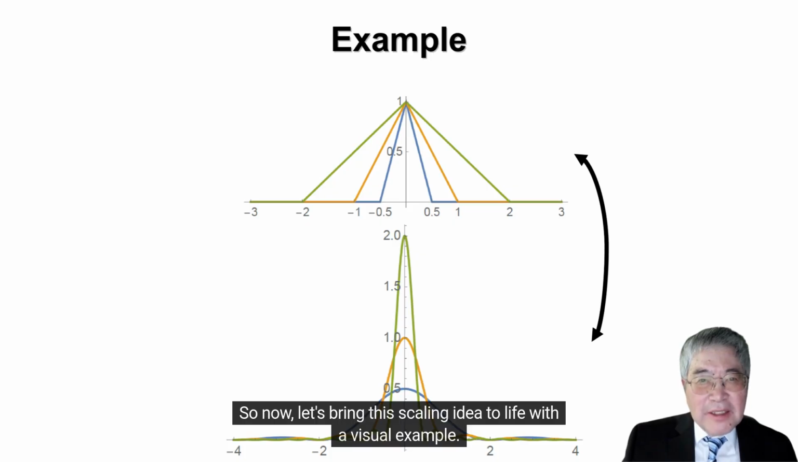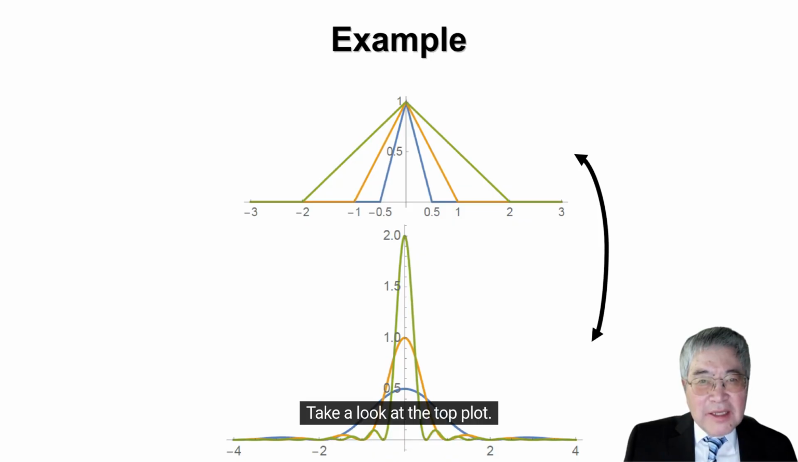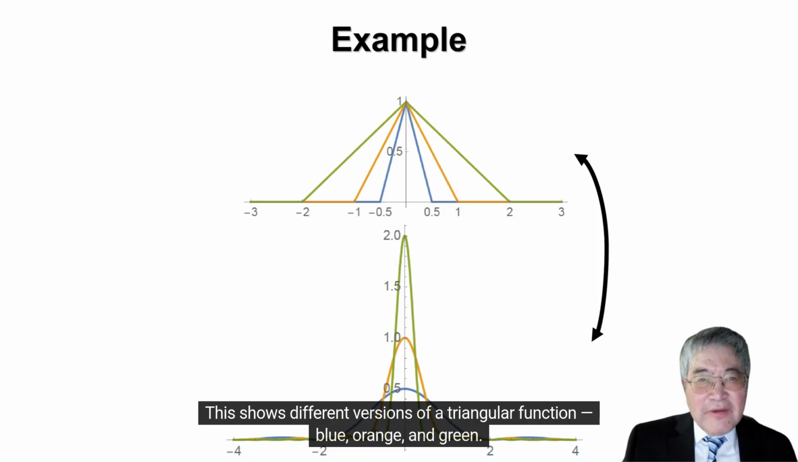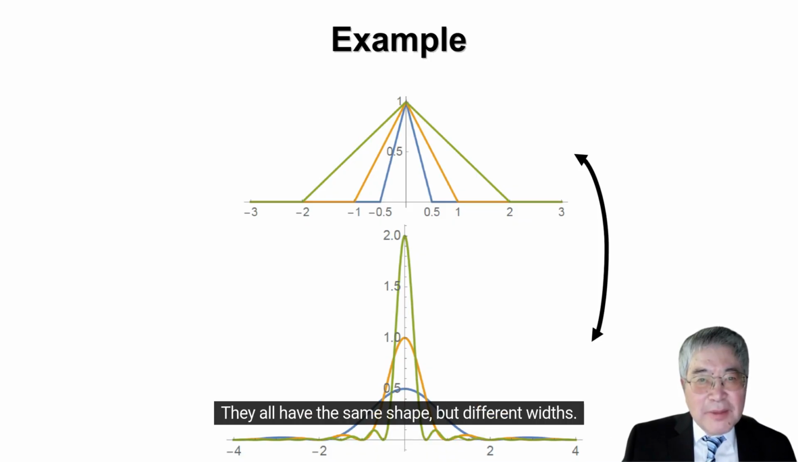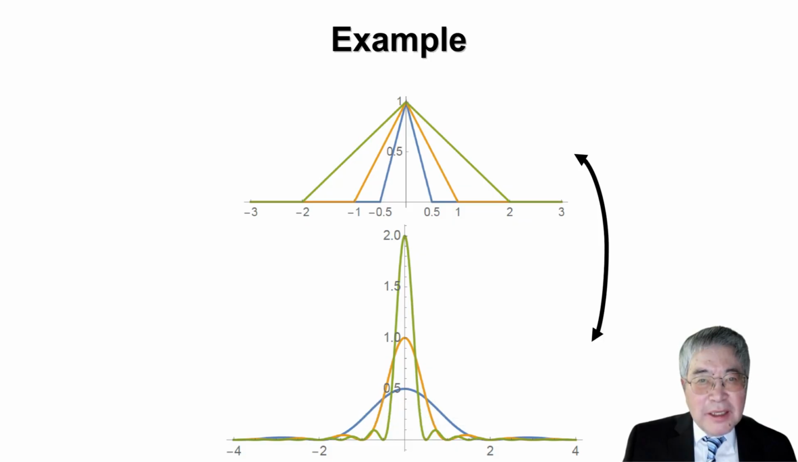So now let's bring this scaling idea to life with a visual example. Take a look at the top plot. This shows different versions of a triangular function, blue, orange, and green. They all have the same shape but different widths. The blue triangle is the narrowest. The orange one is a little wider, and the green one is the widest of all.